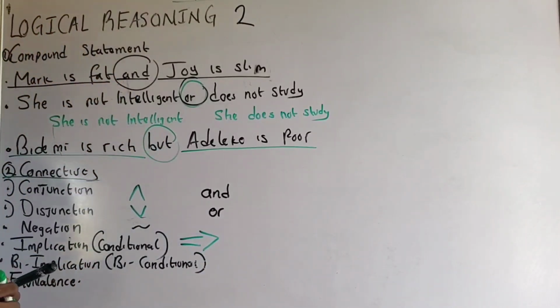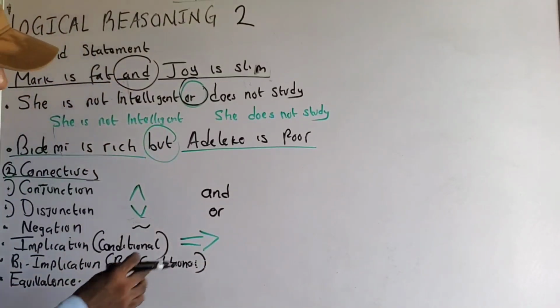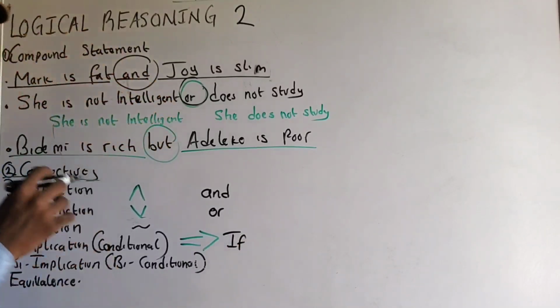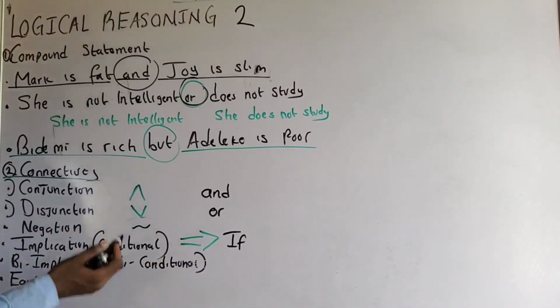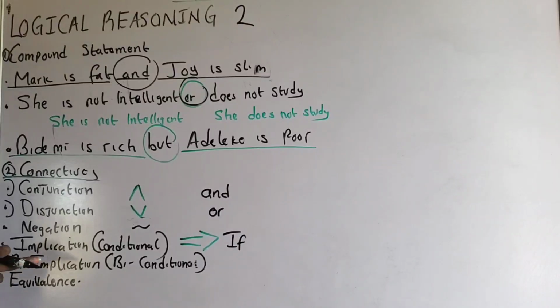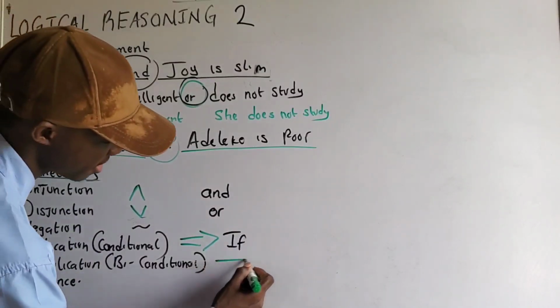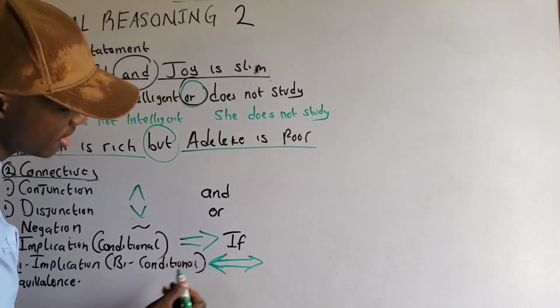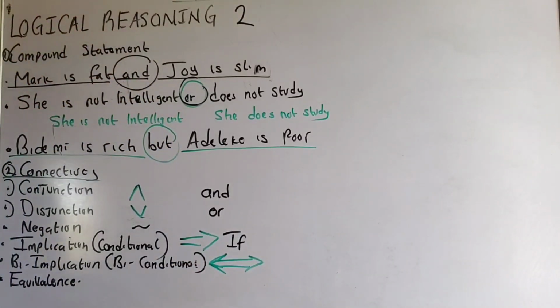The meaning of this is if. And by implication it is represented by this sign. Don't worry, just pay attention, I'm still going to talk about each of them. I'm just giving you this to help you understand the basic concept.